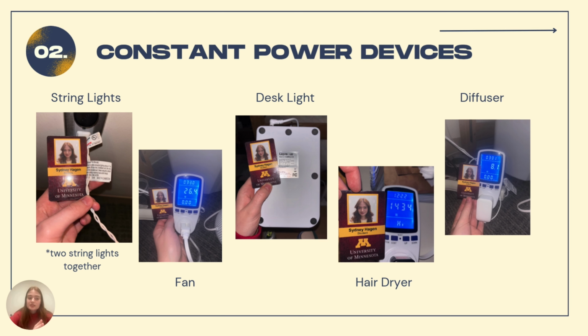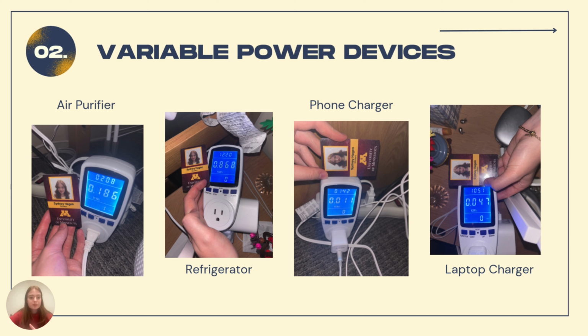My constant power devices were my string lights and desk light, along with my fan, hairdryer, and diffuser, due to always having the same watt output. And the variable power devices were my air purifier, refrigerator, phone charger, and laptop charger, as watt output depends on the cycle that each device is in, whether cooling or charging cycle.